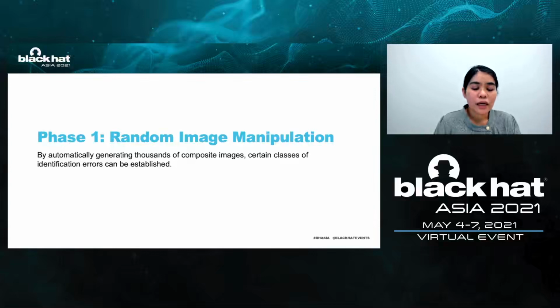So let me give you how we find out the correlation bias features at the beginning of our study. In the beginning of our study, we automatically generate thousands of composite images. We just combine each other. From the public data set, we take out a lot of graphics, and then we make a lot of composite images, and then we find out that certain classes of identification errors exist. Let me give you some examples of these identification errors.